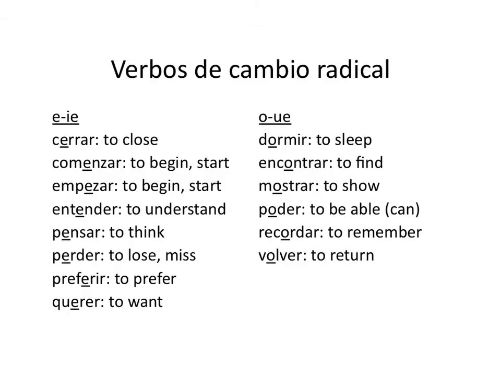Muy bien. So, you're probably thinking to yourself, that is awfully exciting. What are some more verbs besides cerrar that do this? Well, you have before you a list of E to IE stem changers: cerrar, comenzar, empezar, entender, pensar, perder, preferir, and querer. Those are the E to IE stem changers that you're responsible for. And then for the O to UE stem changers, we have dormir, encontrar, mostrar, poder, recordar, and volver.